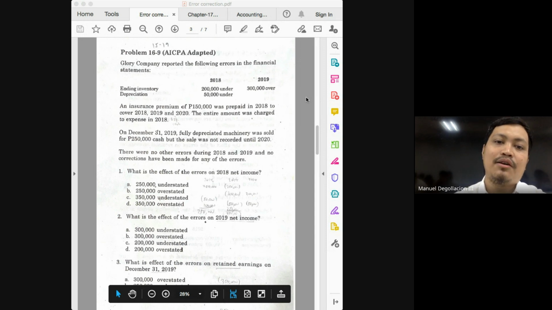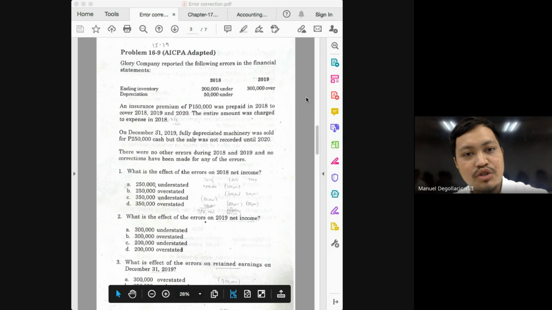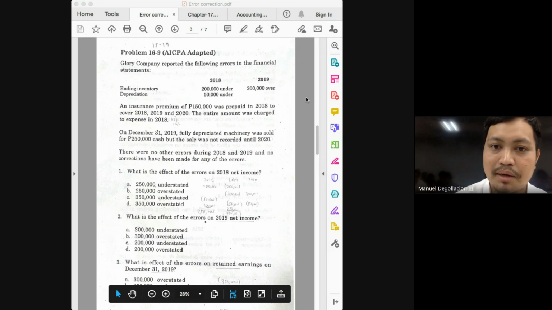Okay, if these are the only things affecting your 2018 net income, then you would already be able to solve for your answer. But of course, as prudent students, you should go over the entirety of the problem. So what else do we have here? An insurance premium of 150,000 was prepaid in 2018 to cover 2018, 19, and 20. The entire amount was charged to expense. So was it correct to recognize the entire 150,000 as an expense in 2018?